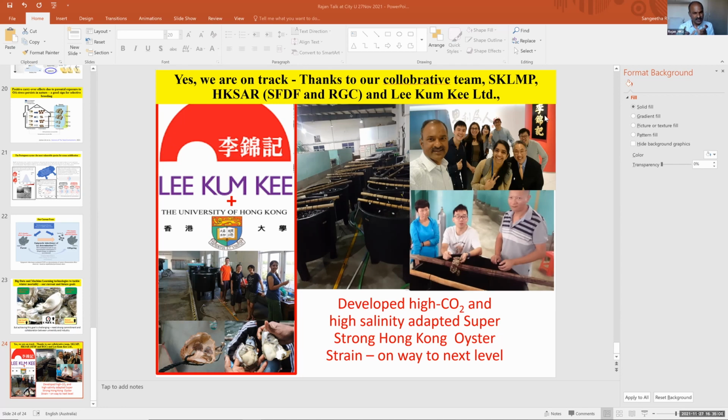The Portuguese oyster is easy to work with because it breeds within 6 months, a quite fast breeding species compared to Hong Kong oysters. Good question. I have no idea yet for Hong Kong oysters, but they are born as male. Yes, you're right. Okay, thank you.